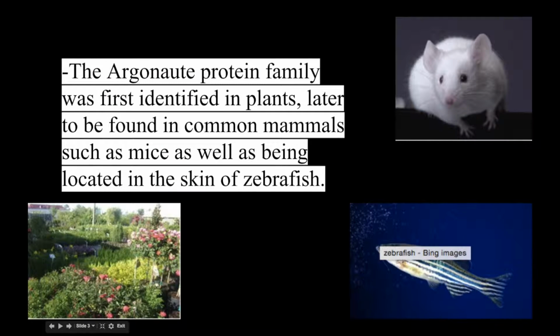So the Argonaut protein family was first discovered in plants. This was in the cells of the plant walls, and they were generally used for structure. Later, the same protein was found in common mammals, such as the house mouse, inside of their livers, and then furthermore, even into various types of fish, primarily studied in the skin cells of the zebrafish.